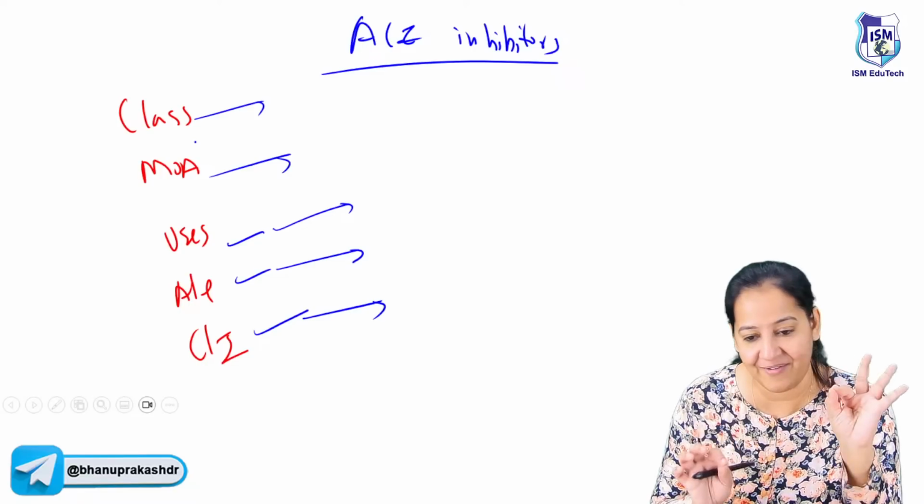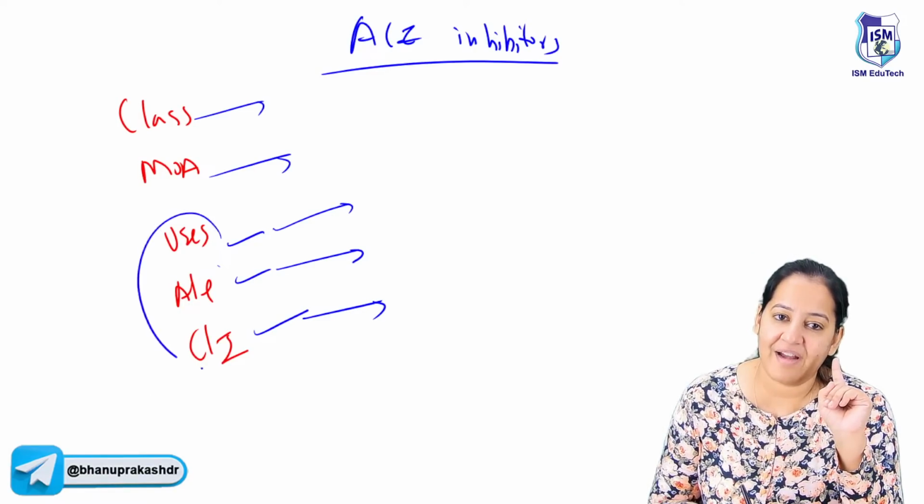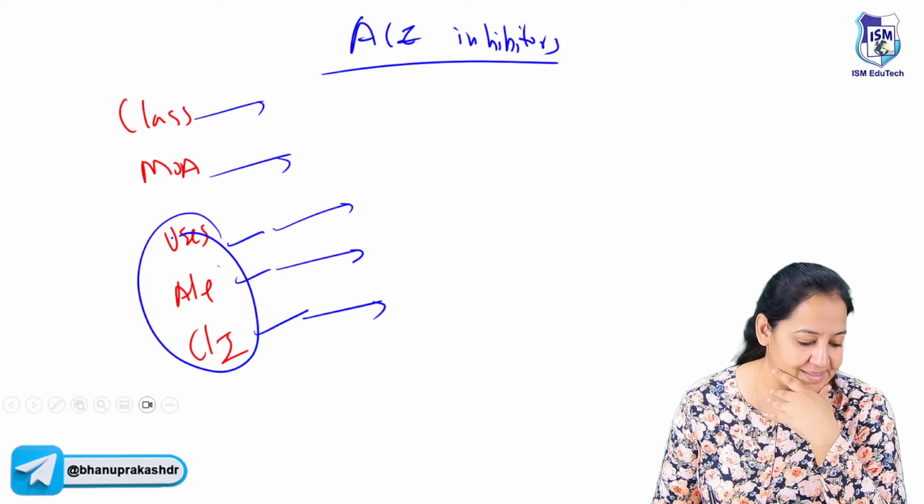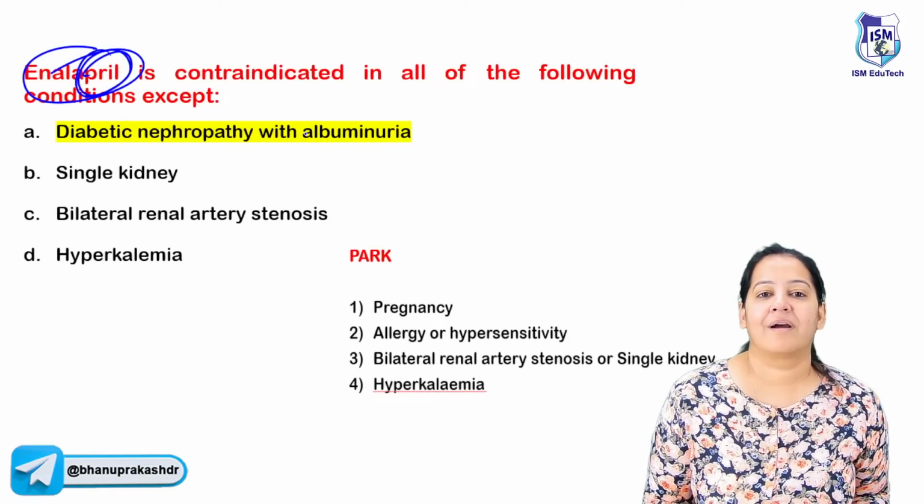All my drugs in my master charts are under these headings only, in which for adverse effect, uses, and contraindication, I will give you maximum mnemonics. Write all mnemonics at one place. Okay, got it. So, coming to the ACE inhibitors.